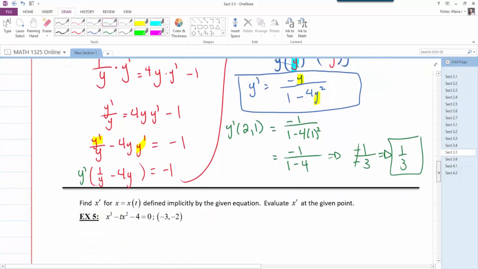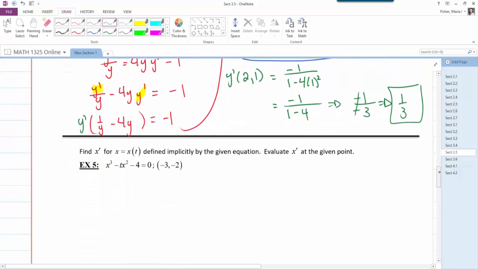Let's look at example 5. Example 5 says, find x prime for x is equal to x of t, defined implicitly by the given equation, and then evaluate x prime at the given point.